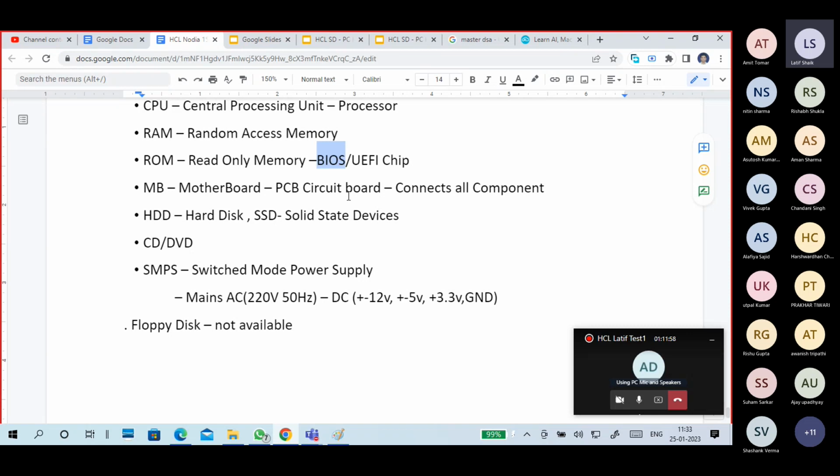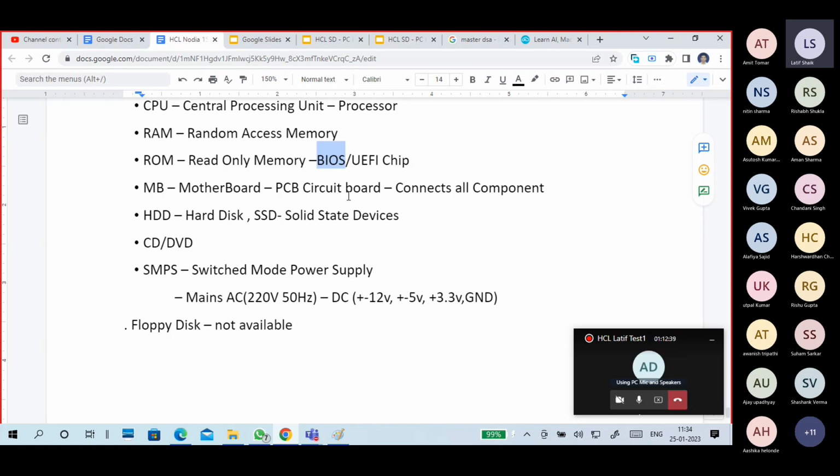Next, hard disk. Hard disk is for storing your operating system, applications, and data. Nowadays, instead of hard disk, or along with hard disk, we are using SSDs. SSDs are solid state drives. Compared to hard disk, SSDs are faster and lighter, but a little costlier. In desktops, servers, and laptops, we are using SSD for faster booting, mainly for operating system and application running purposes.